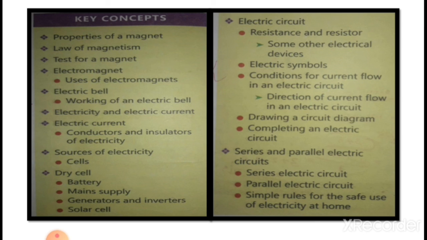So these are the topics that we have discussed in this chapter, electricity and magnetism. Everyone has to go through the textbook very thoroughly. This is the base for electricity and magnetism for all the higher studies. So it is a very, very important chapter. Everyone understand all the concepts. These are basic concepts, so understand them and study nicely.